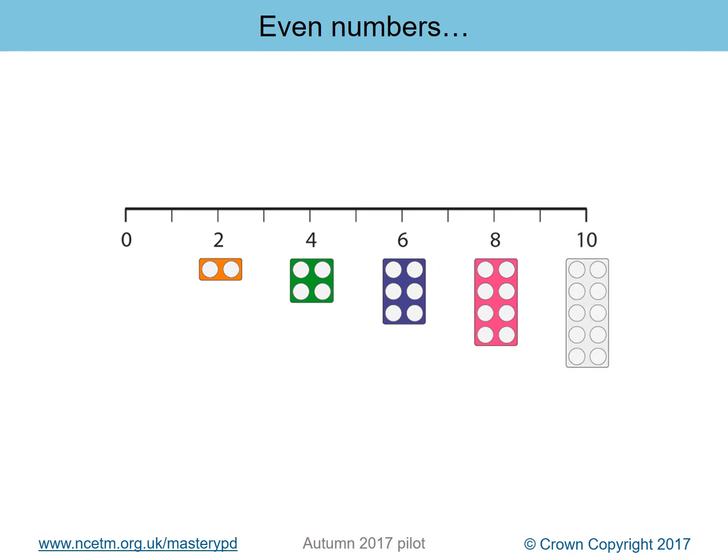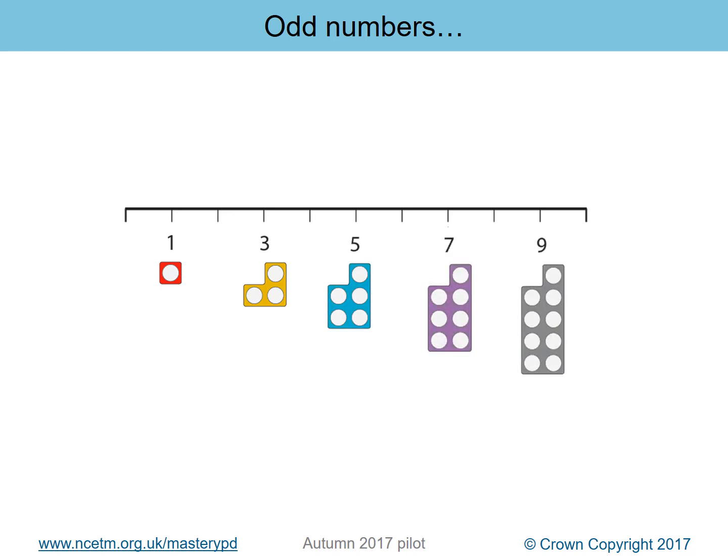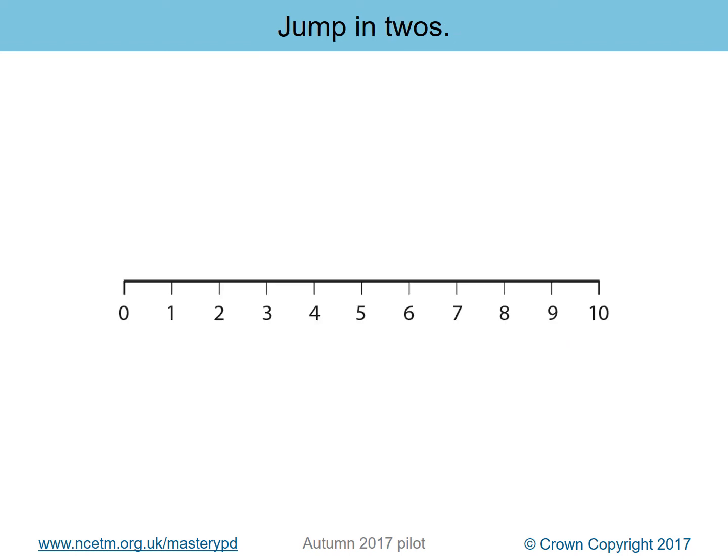Okay, so any number that ends in a 2, a 4, a 6, an 8 and a 0 are all classed as even numbers. So although we're only focusing on numbers to 10, actually if we think about any number, if it ends in 2, 4, 6, 8 or 0, it will be classed as an even number. And our odd numbers, 1, 3, 5, 7, 9. So again, any number that ends in 1, 3, 5, 7 or 9 will be classed as an odd number.